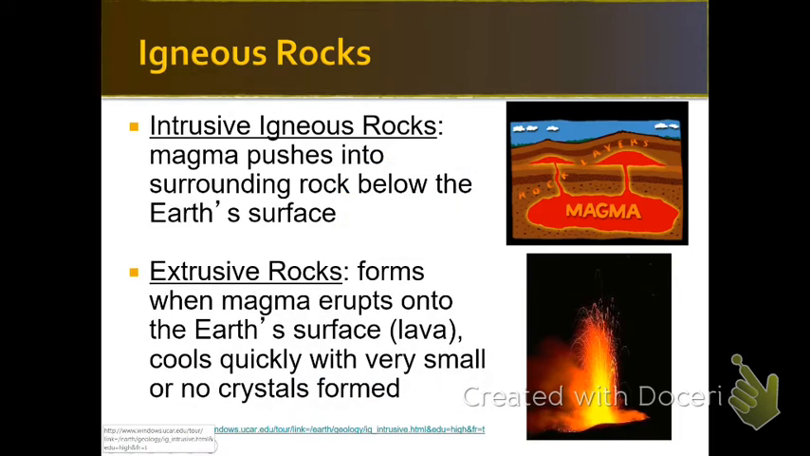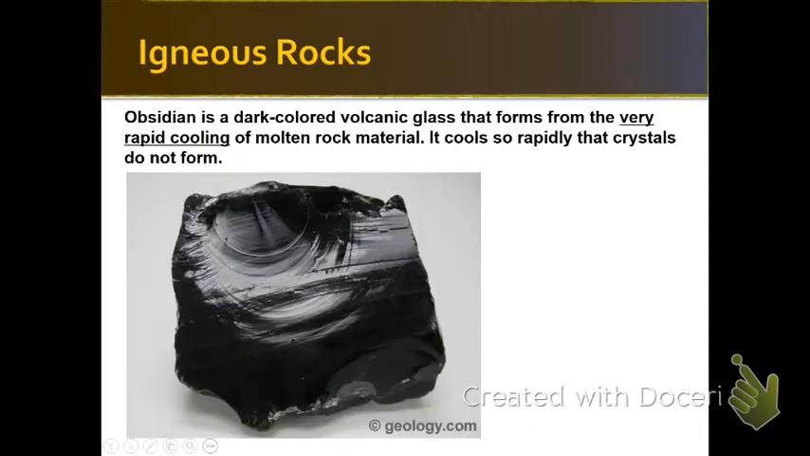Extrusive rock erupts onto the surface as lava and then cools quickly, and you have very small crystals or no crystals at all. The lava comes up out of the ground, it's exposed to the air really quickly, and it cools off really fast, and you end up with a rock that doesn't have very large crystals.